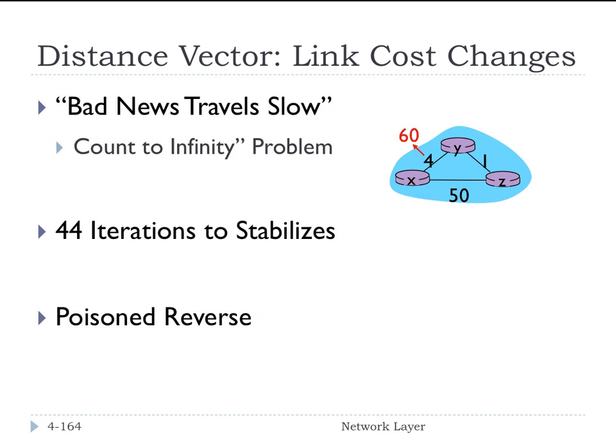Unfortunately, bad news travels slowly, and they call this the count to infinity problem. The book explains this, I think. Perhaps you don't think it's very well, but they go through the painful details of how you end up going through this instability, where there are 44 iterations in this example before the nodes learn about this actual change.